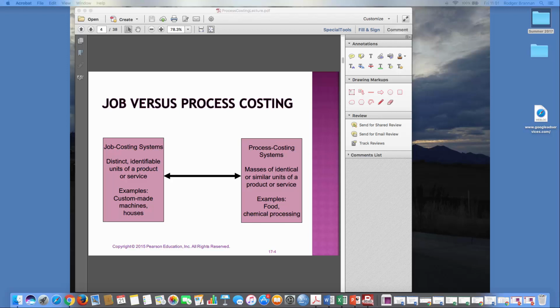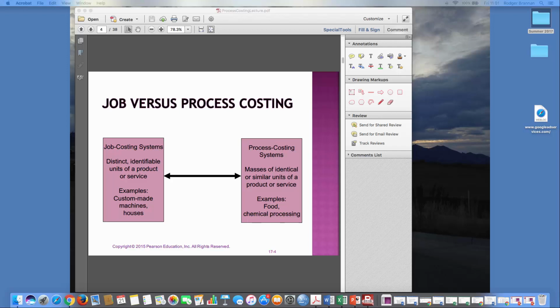On the other extreme, with process costing, what we're doing is producing mass amounts of items. Mass amounts of wheat are being processed into flour. Mass amounts of crude oil are being processed into gasoline. And the items that I'm producing, the pounds of flour, the gallons of gasoline, are indistinguishable from one another. Sometimes they're called fungible goods. That is, they can be interchanged from one another.